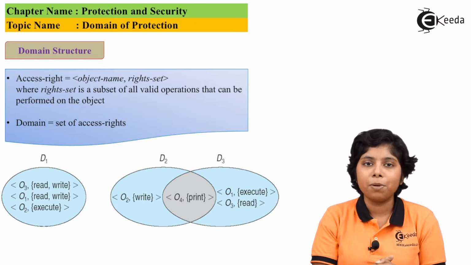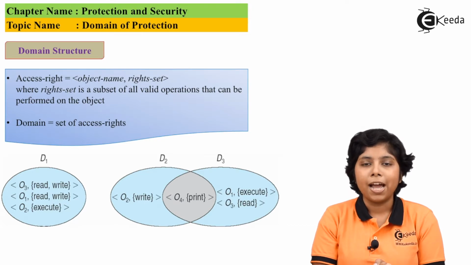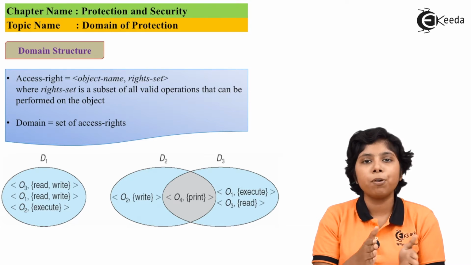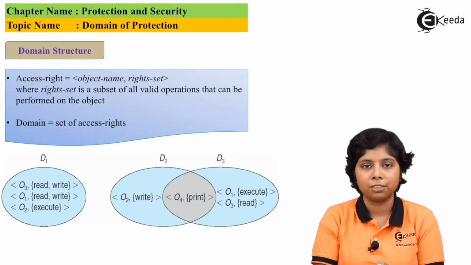The next type of domain that is realized is the process domain. The process domain consists of the processes that can access the particular resource. And the domain switching is done if a process sends messages to another process, so that now it can execute in that particular environment.